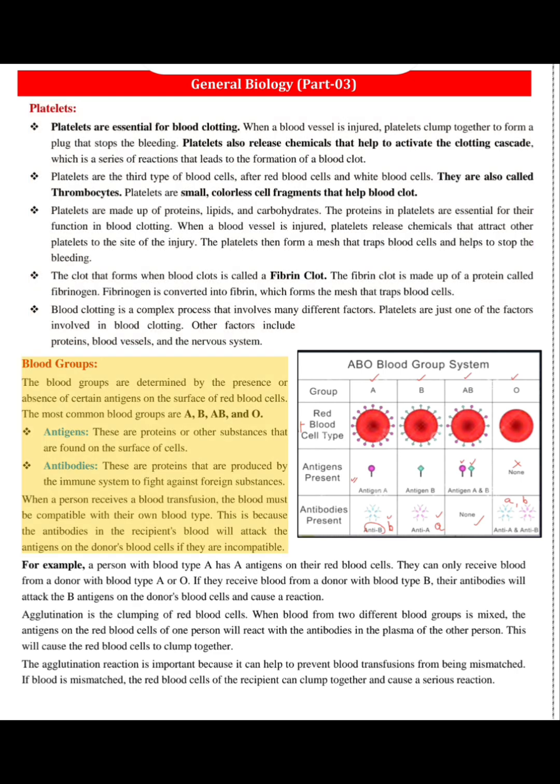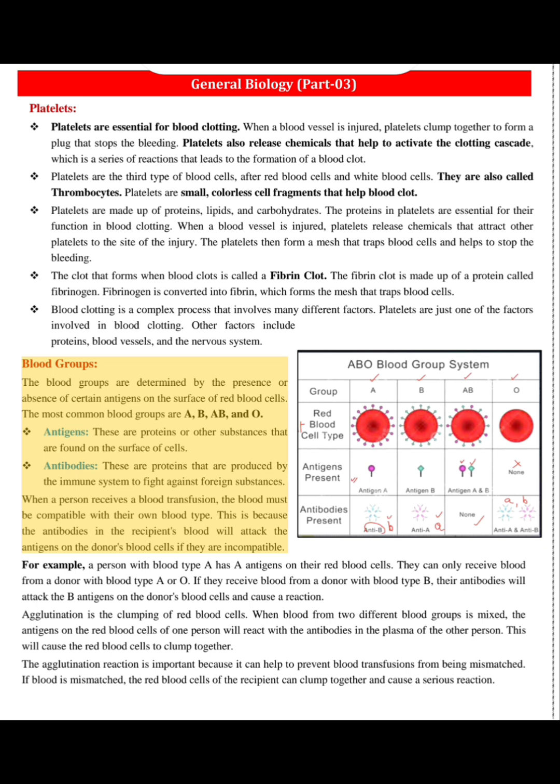Blood groups. The blood groups are determined by the presence or absence of certain antigens on the surface of red blood cells. The most common blood groups are A, B, AB, and O. Antigens. These are proteins or other substances that are found on the surface of cells. Antibodies. These are proteins that are produced by the immune system to fight against foreign substances.